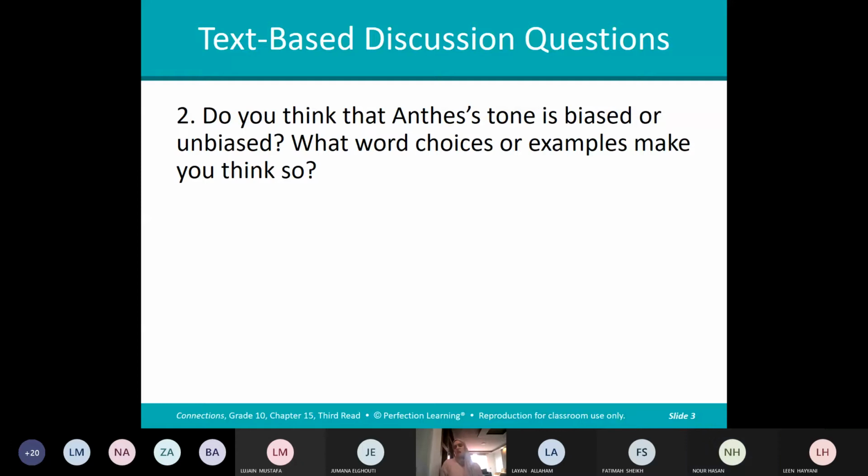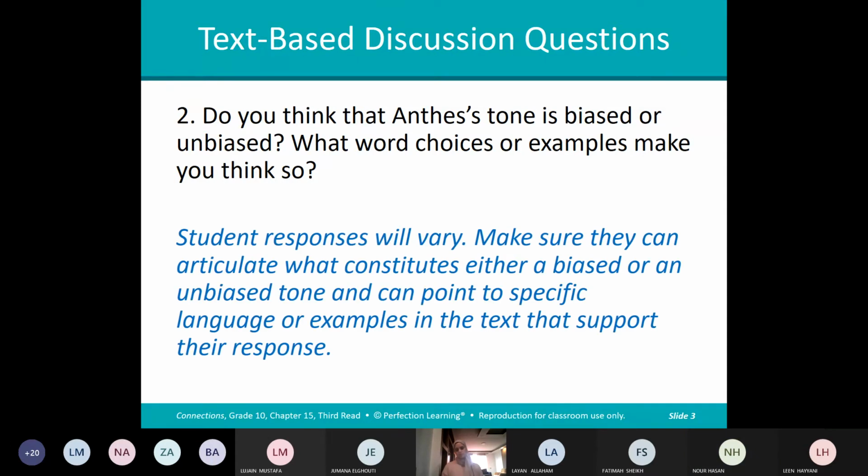Excellent, excellent. How did you know? What makes you feel that way? Any details she gave to support? Like what? Anyone? We are editing their genetic codes, and we have a long history of refashioning animal bodies. Excellent. But here she is presenting. I want something to show it's biased. She is against it totally. Any sentence? When she talked about the electronics. Excellent. So read the answer. Student responses will vary. Make sure they can articulate what constitutes either a biased or unbiased tone and can point to specific language or examples in the text that support their response.